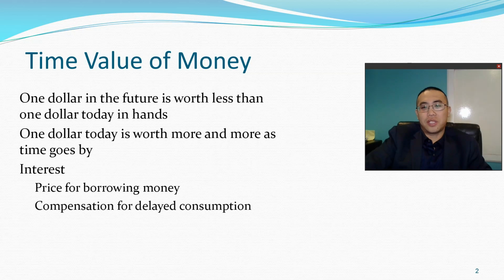And also interest exists to compensate the lenders for delayed consumption. If I want to lend somebody some money, I'd better be compensated because I'm not using that money today. I'm sacrificing my short-term gratification for long-term success. So I wish to be compensated for that sacrifice.